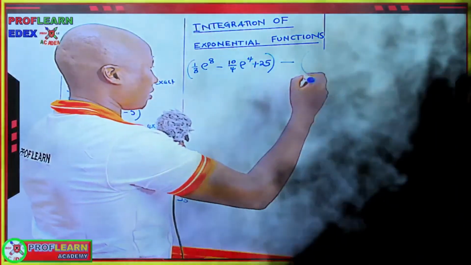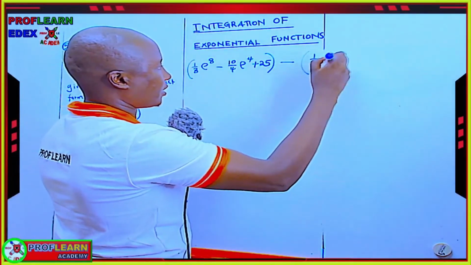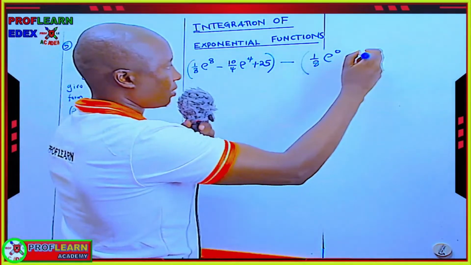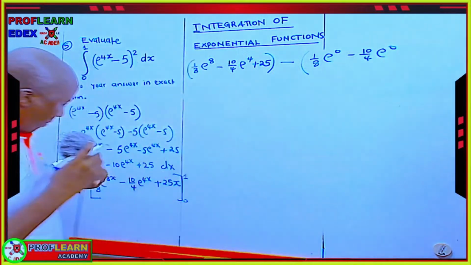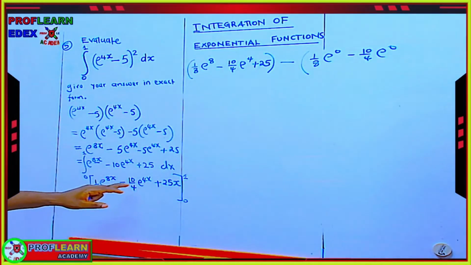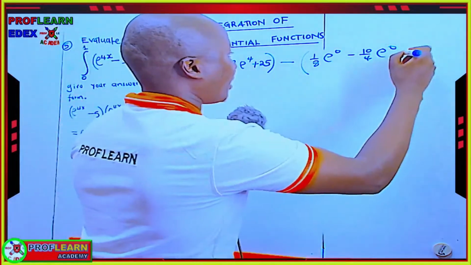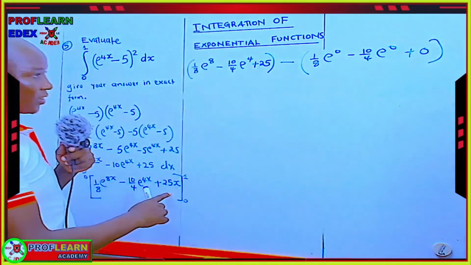this is going to be 1 over 8 e^0 minus 10 over 4 e^0 because 4 times 0 will give us 0, and then plus 0 because 25 times 0 will give us 0.